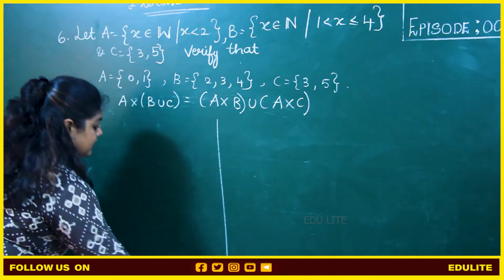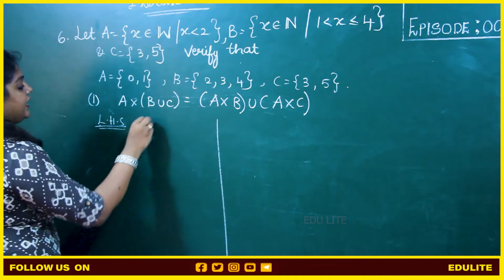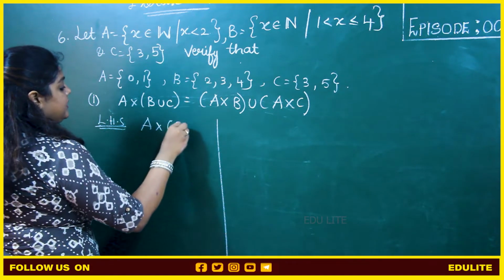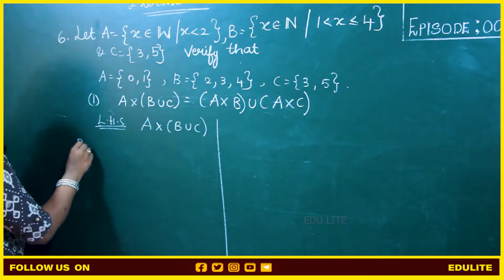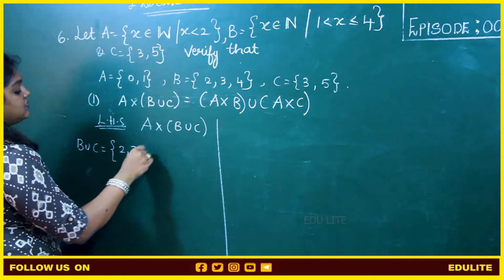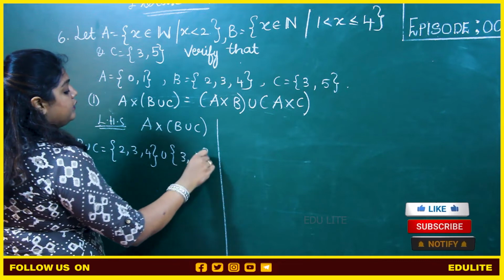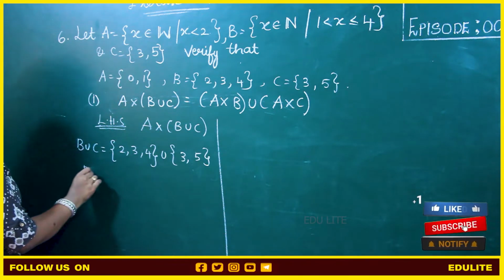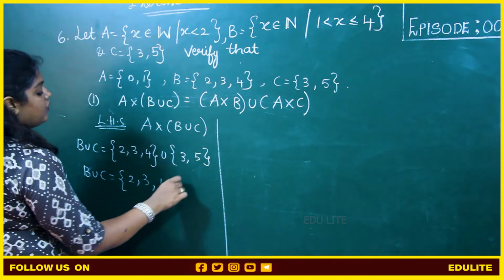We will start off with the left hand side. Left hand side is A cross B union C. So first we will complete the portion within the brackets. So we have to finish B union C. B set is {2, 3, 4}. Union C set is {3, 5}. Union means we have to write all the elements in both the sets. Therefore, B union C equals {2, 3, 4, 5}.